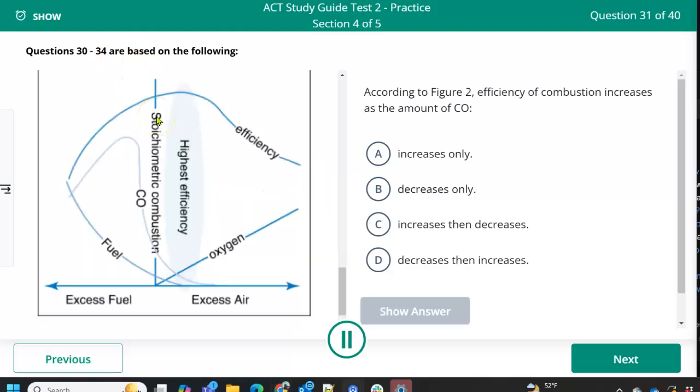According to figure 2, efficiency of combustion increases as the amount of CO does something. All right, so highest efficiency is right here. How do we get there? Well, here's CO right here, this line. It increases and then it decreases and then we get to highest efficiency. So it increases then decreases.